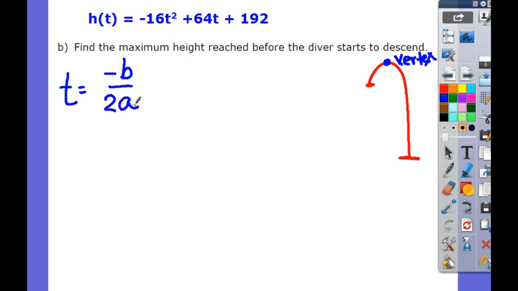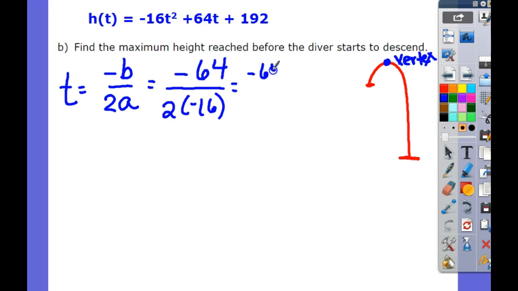So using my vertex formula that I had before, but applying it to this variable, the t is going to be equal to minus b over 2a. So what's the b? 64. Minus 64 over 2a. That's going to be minus 64 divided by minus 32, so that's going to be a positive 2 seconds. It's going to take him 2 seconds to get to that maximum point.